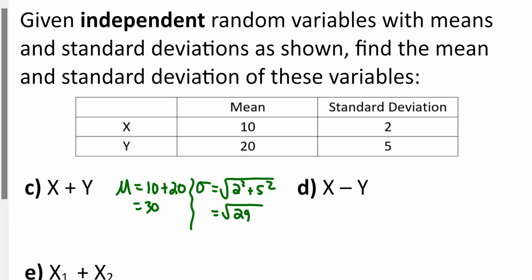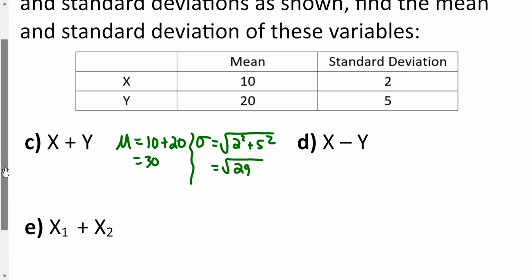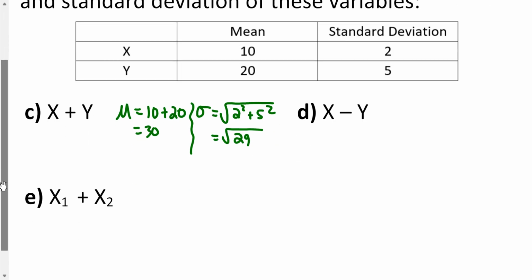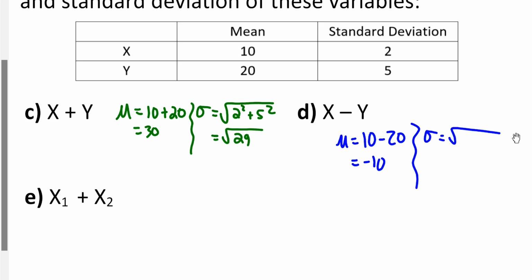So let's go back. If we did x minus y here, we would find the mean to be 10 minus 20, which is negative 10. Standard deviation, however, is still the square root of 2 squared plus 5 squared, which is the square root of 29, or about 5.4 again. That did not change.